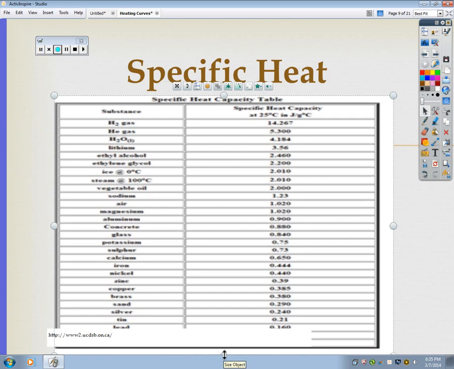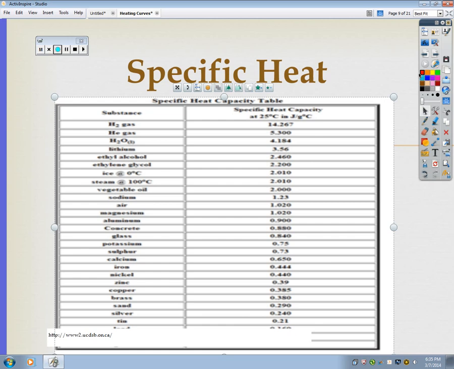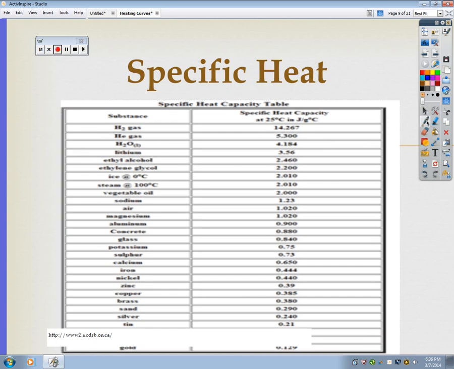So what is this? This is a specific heat capacity table. And if you notice, I've got water, and the value here, I'll write it, is 4.184. And the units are joules per gram degrees Celsius.